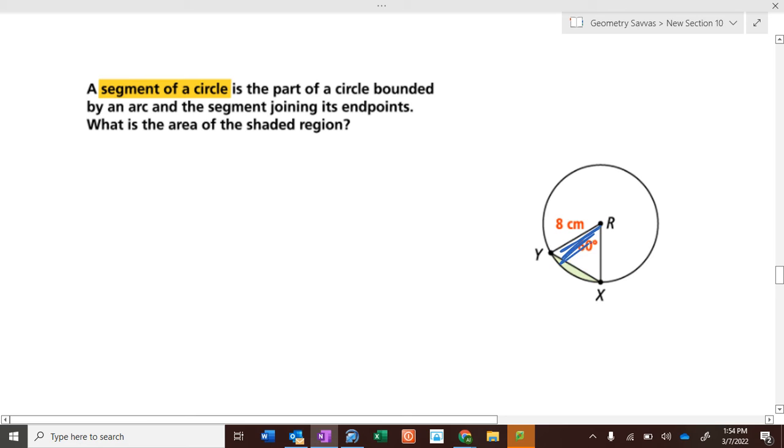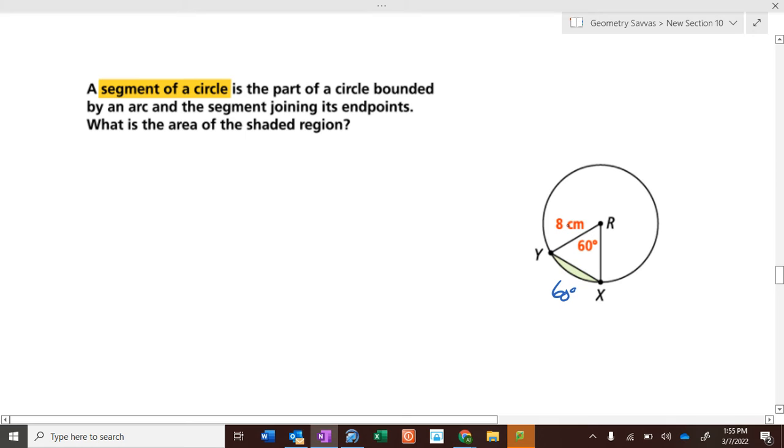So we know how to find this whole area here, right? What's the whole area? If this is 60 degrees, that whole area is the area of the sector, right? So 60 over 360 times pi r squared. But if we want just this little part, we take that whole area minus the area of this triangle.